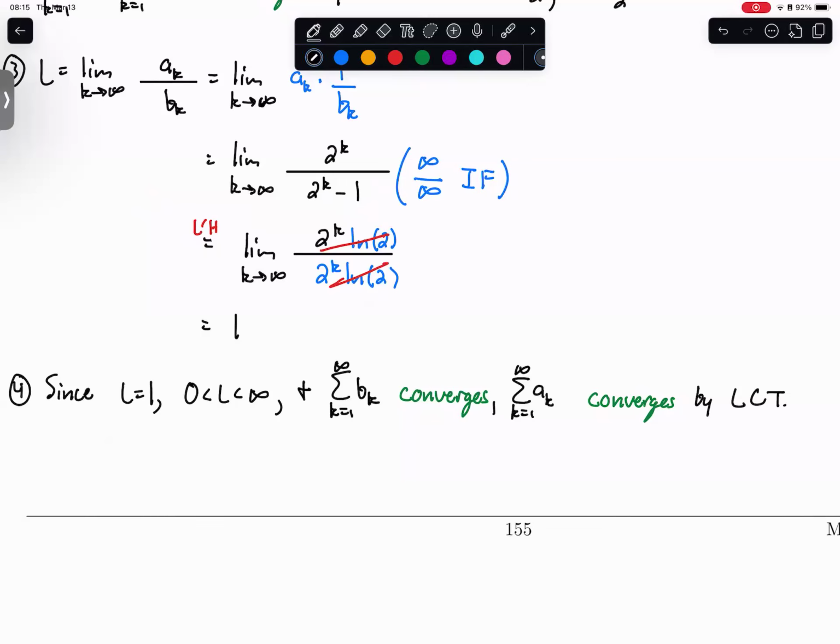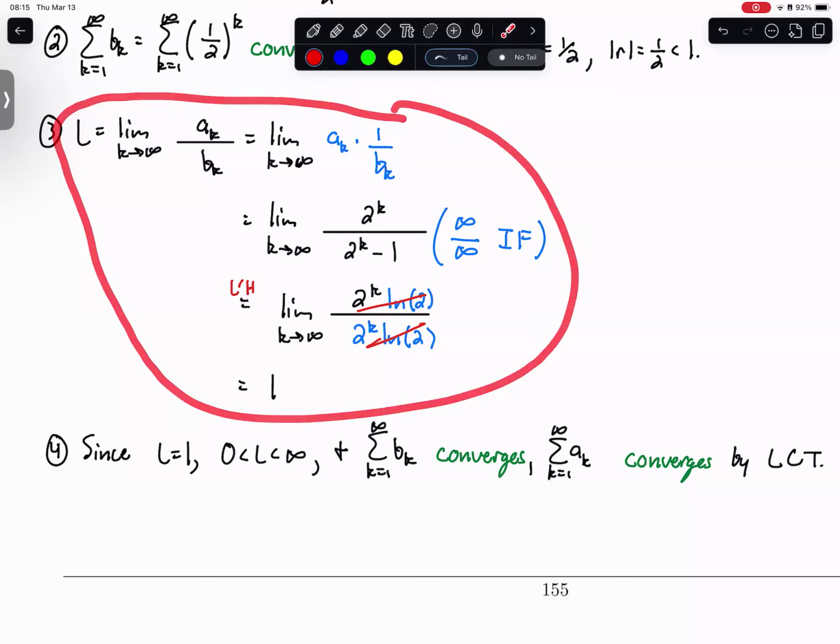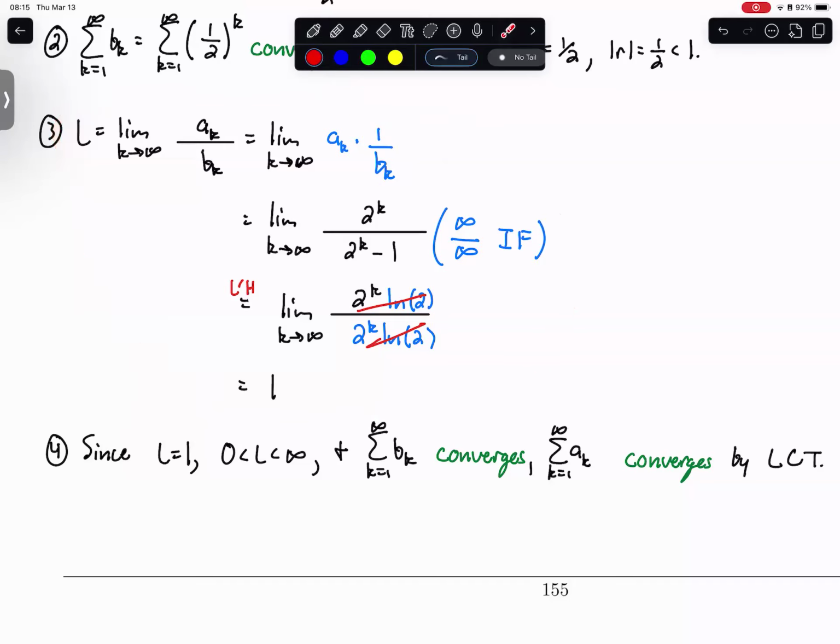And now there's the other comparison test. Out of the two comparison tests, there's a very good shot you're going to use the limit comparison test a whole lot more than the direct comparison test. The reason is that instead of having to use an inequality, you're required to take a limit, which means all of your tools from Calculus 1 are now fair game.